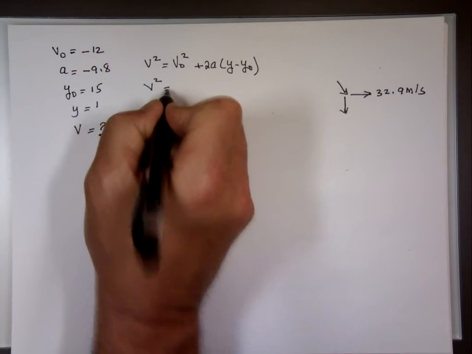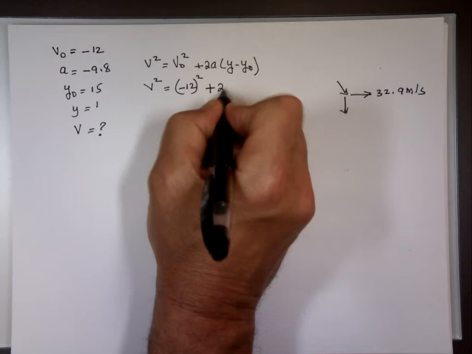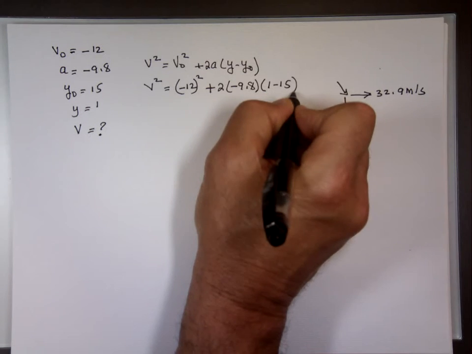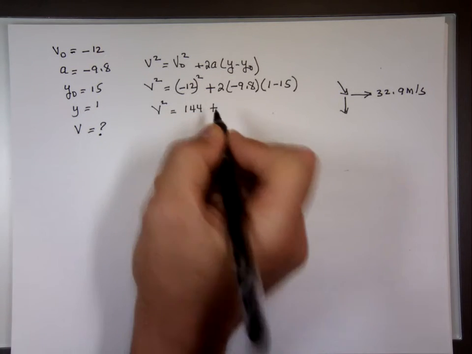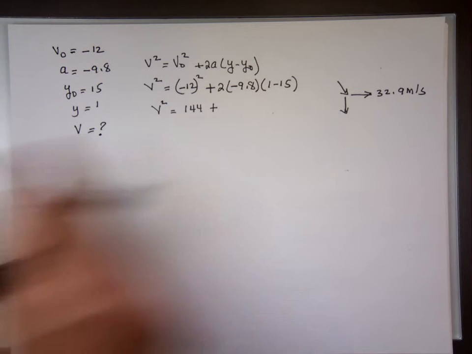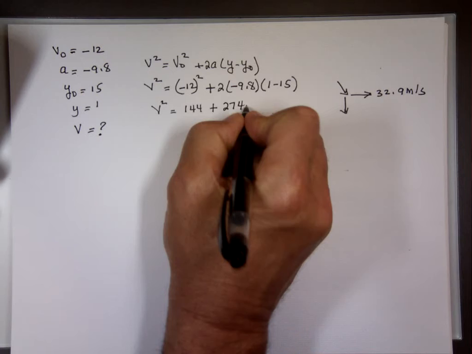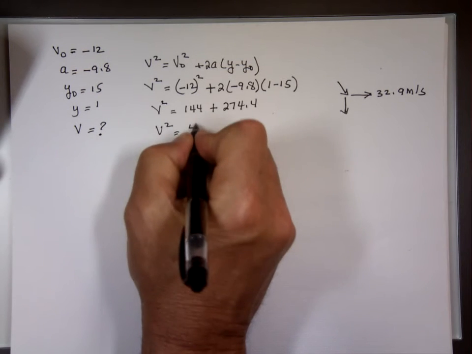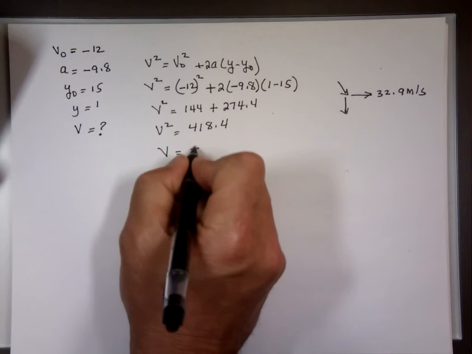Oh, great. Now we start drilling holes here. Negative 9.8, 1 minus 15, which is negative 14. This will be a plus. That's a negative. That's a negative. Now, when you have something squared equals a number, mathematically, it's always two answers. One is positive, one is negative.